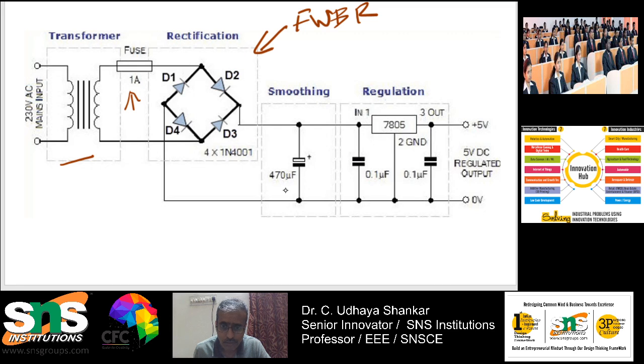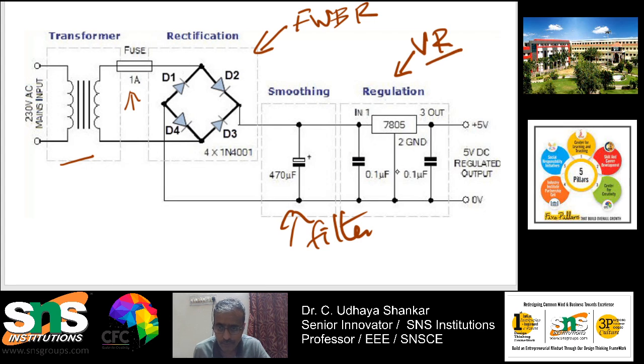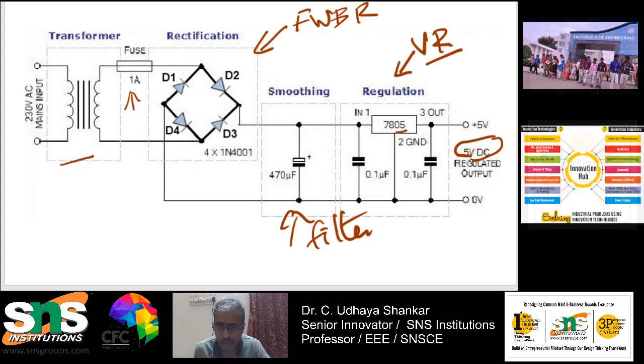And you know what is the use of this 470 microfarad? This is the filter. And again this is the regulator, that is the voltage regulator circuit, in short called VR. You can see that 7805. Why we are using 7805 is that there will be a constant 5 volts.